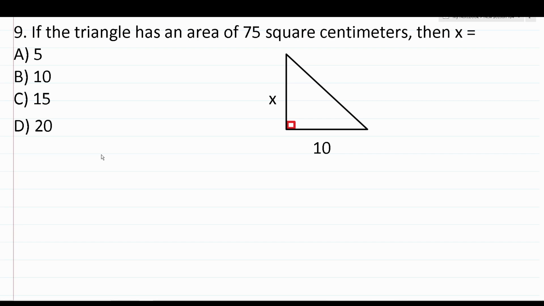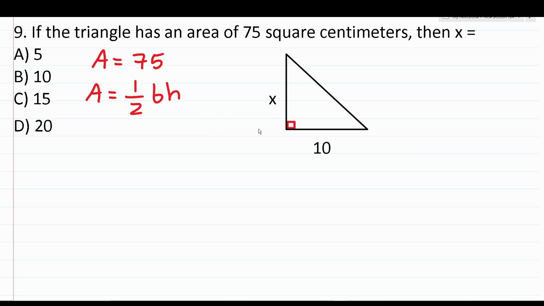All right, so number 9 says this. If the triangle has an area of 75 square centimeters, then x equals. So for this problem, we're told that our triangle has an area of 75 square centimeters. Of course, since we're dealing with the area of a triangle, we also know that we're going to need this formula. To find the area of any triangle, its area equals 1/2 times base times the height of a triangle.